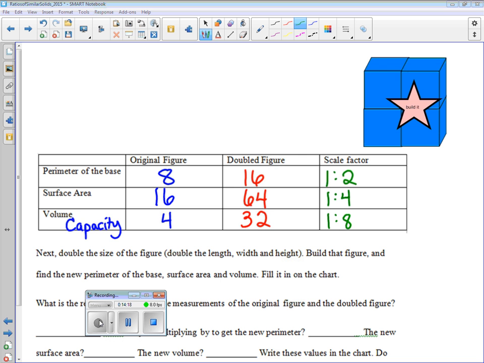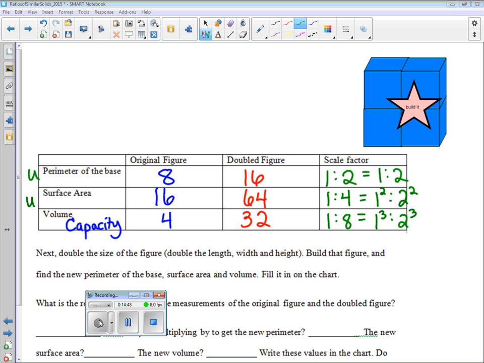All right. Maybe I'll give you a little hint. What if I rewrote the scale factors to look like this? 2 squared is 4. 2 cubed is 8. That's not a coincidence. The units for perimeter are just your units, your centimeter, your feet.